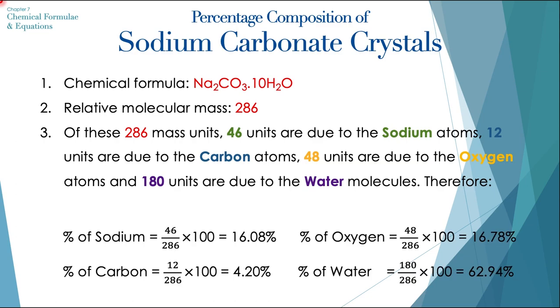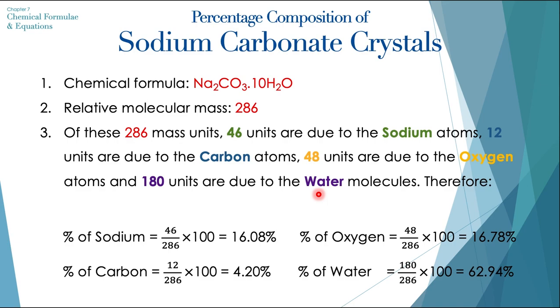And so what we get is something like this. The percentage of sodium is equal to 46 divided by 286. 46 is the unit of sodium, and we divide by the molecular mass, and then multiply by 100, we get 16.08%. For carbon, we have 12 divided by 286 multiplied by 100 and we get 4.20%. Oxygen, we have 48 divided by 286 multiplied by 100 and we get 16.78%. And of water, lastly, we have 180 divided by 286 multiplied by 100 and we get 62.94%. So, we just found the percentage composition of sodium carbonate crystals.